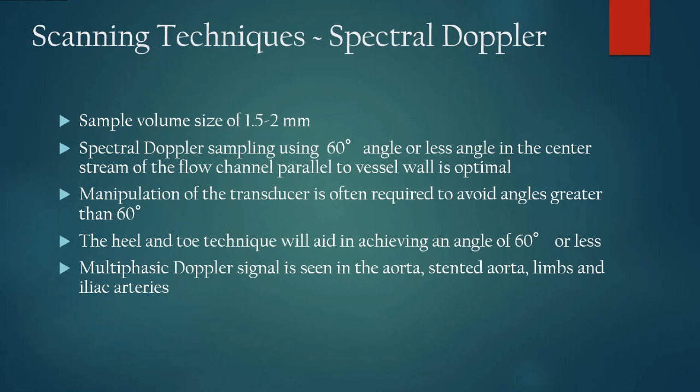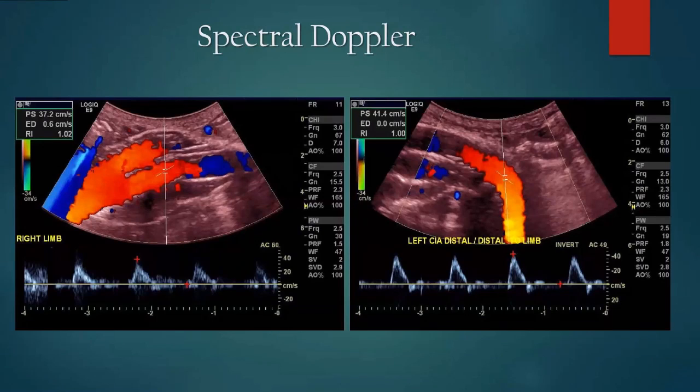I didn't go deep on what probe to use. Everybody that is probably listening to this talk with abdominal work knows you're going to use a curved array or a phased array probe for these studies. Heel-toeing is the key for these studies in achieving a 60-degree angle or less. Your Doppler signal should be multiphasic throughout. So here is just a spectral Doppler parallel to the flow.